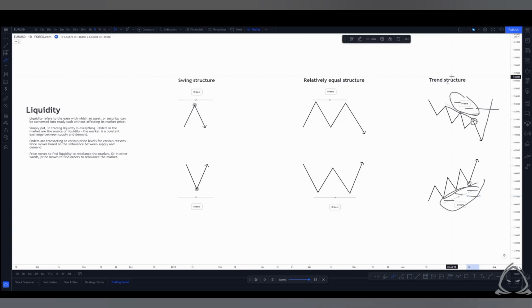Why? Because price needs liquidity to move. Liquidity is the ease in which an asset or security can be converted into cash. For every buyer, there needs to be a seller. For every seller, there needs to be a buyer. And in order for that to happen, we need orders. And if there aren't enough orders to facilitate all of those orders, price needs to rebalance, or we need to see a reprice, and that happens with price moving up or down.